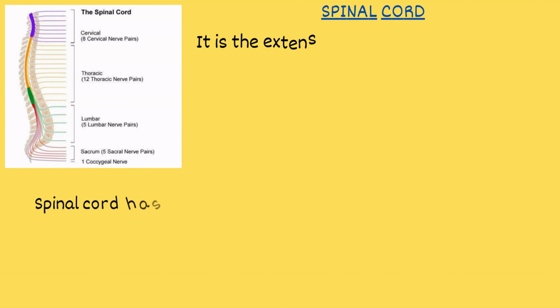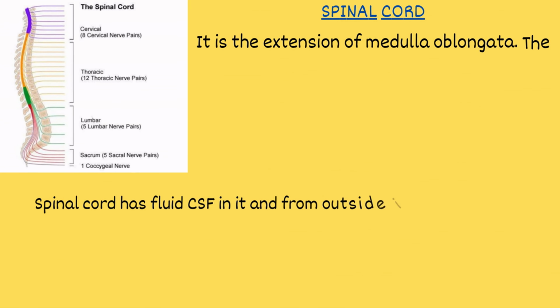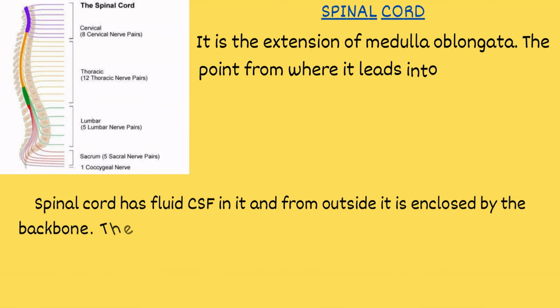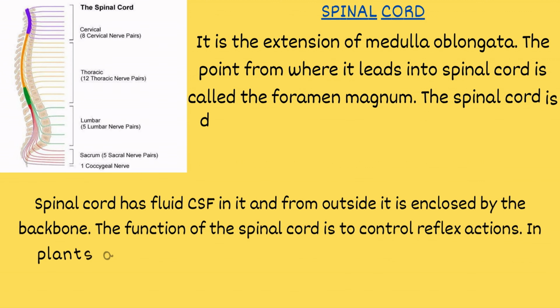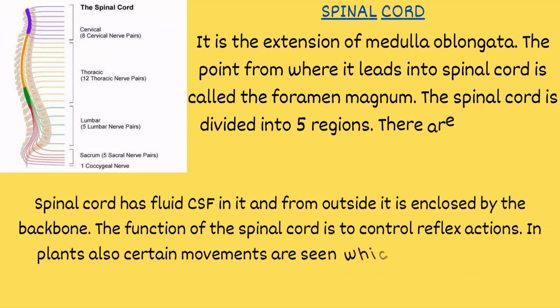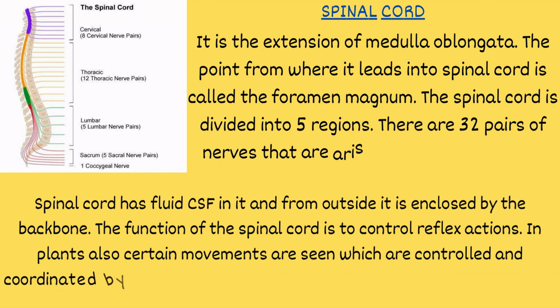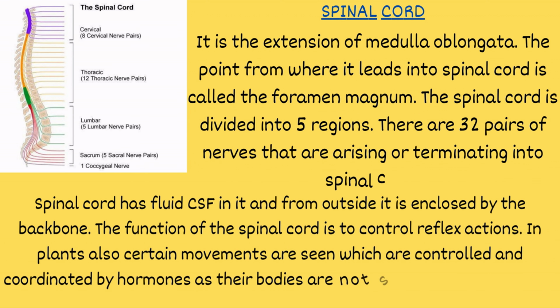Spinal cord. It is the extension of the medulla oblongata. The point from where it leads into the spinal cord is called the foramen magnum. The spinal cord is divided into 5 regions. There are 32 pairs of nerves arising from or terminating into the spinal cord. The spinal cord has CSF in it and from outside it is enclosed by the backbone. The function of the spinal cord is to control reflex actions.